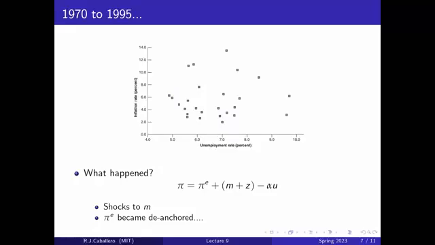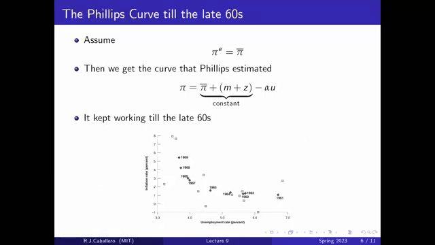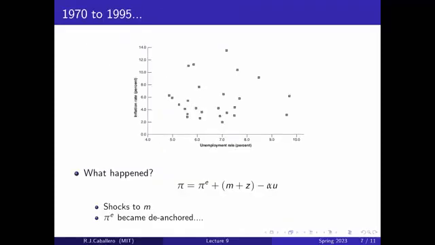Okay? So had Mr. Phillips been born a few decades later, and had he estimated his regression, he would have found nothing. Okay? There would be no curve in his honor. At least if he had run that same regression. Maybe he would have run a different regression, but nothing. Okay. So what happened? Well, our theory can explain as well what happened there.